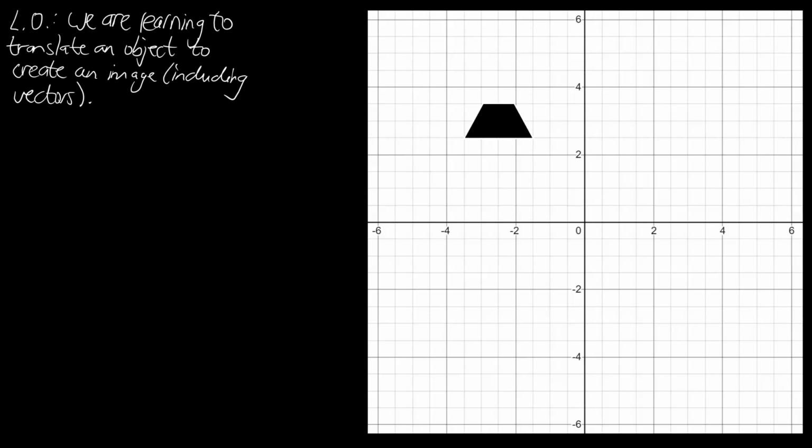Today's learning objective is in white, and we are learning to translate, which is the key word here, an object to create an image. And in brackets, we've got including vectors.